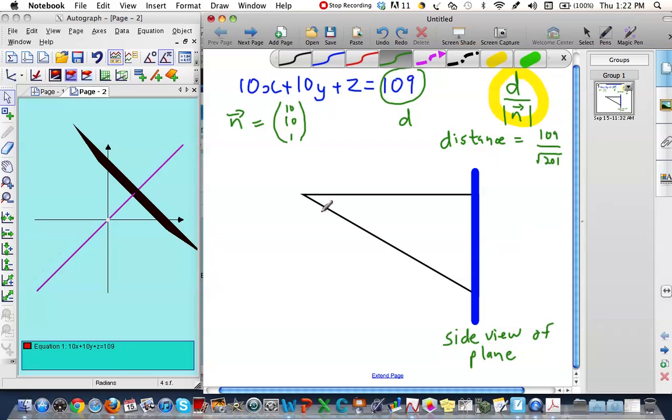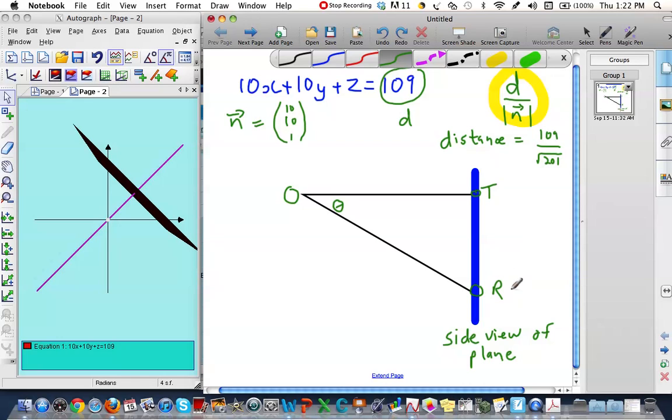Okay, over here we're going to have theta. We are treating the O as the origin. This point over here I will call point T, and this point over here I will call point R.